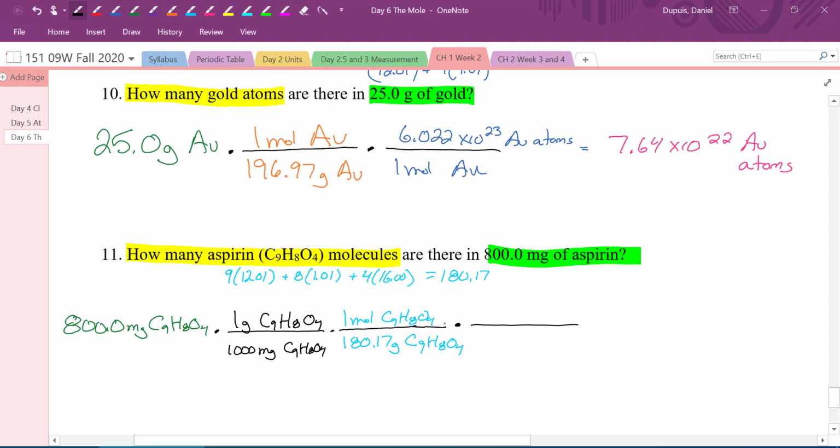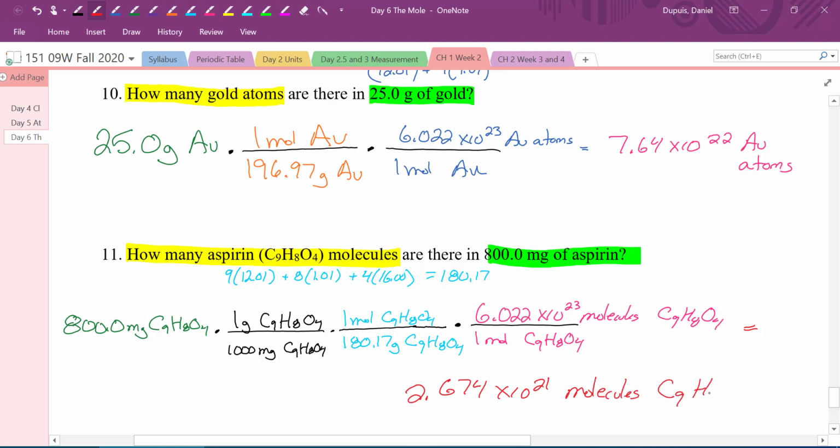All right. So now moles has to go on the bottom. 1 mole of C9H8O4 happens to be 6.022 times 10 to the 23rd molecules of C9H8O4. And I'm done. Right? And so if we do that math, milligrams is going to cancel, grams is going to cancel, moles will cancel, I'm left with molecules. And I get, now I have 4 sig figs, 2.674 times 10 to the 21st molecules of C9H8O4.